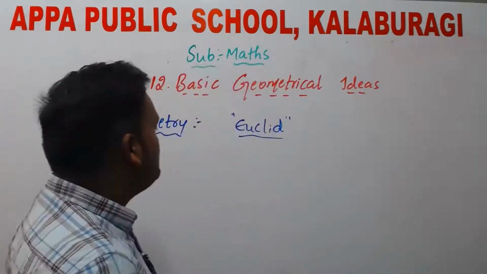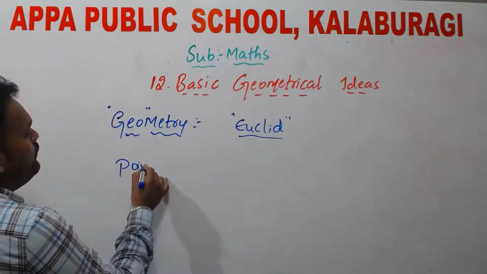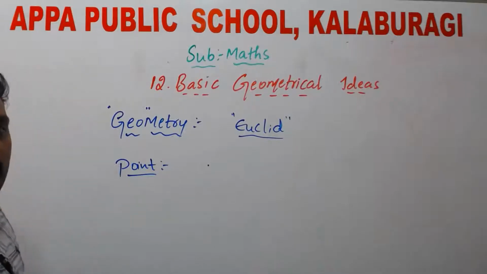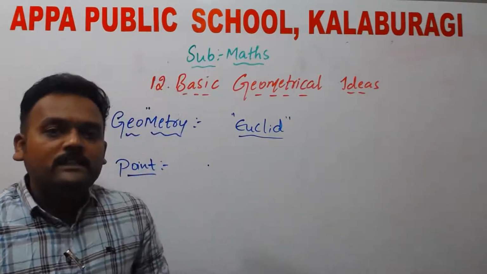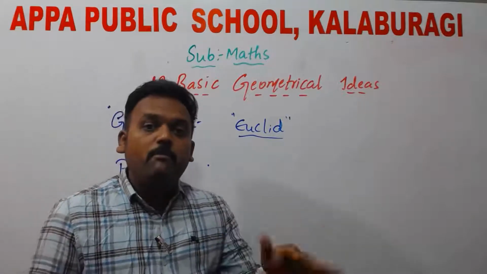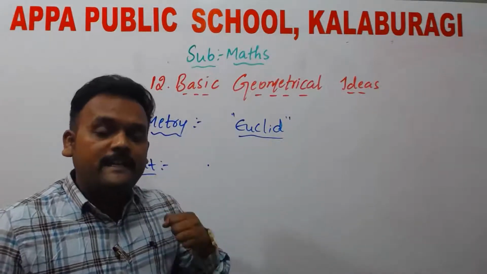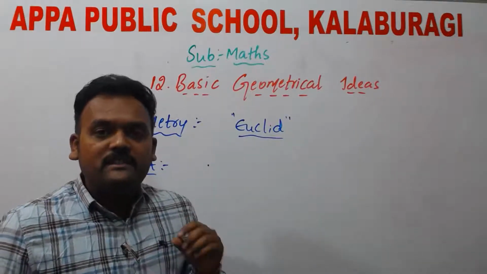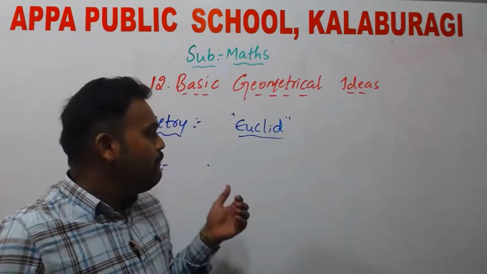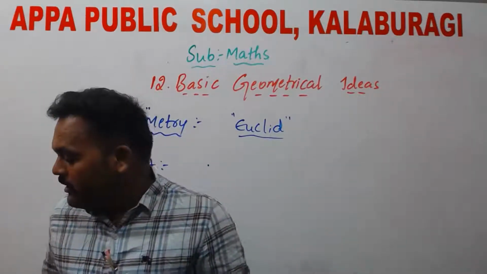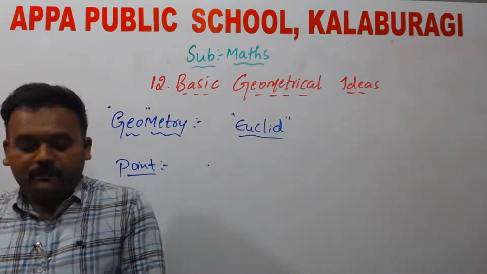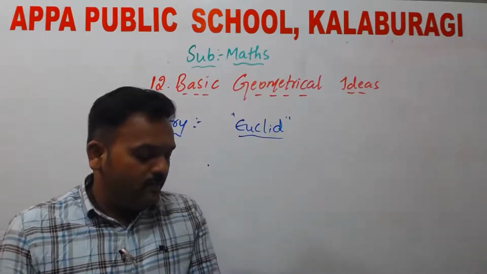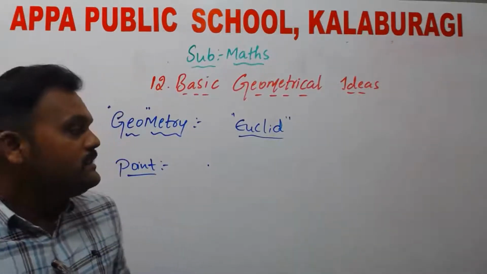Now, first we discuss point. The first subtopic is point. What is a point? For example, see this point. A point has no end point. It has no length, no width, no breadth. It has no size at all. No thickness, no length, no breadth. This is called a point. A point is a mark of position. See, I marked here.